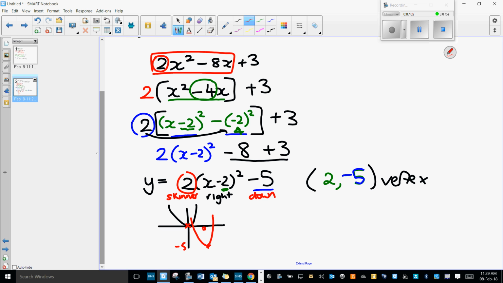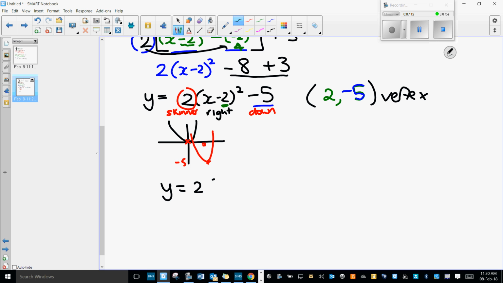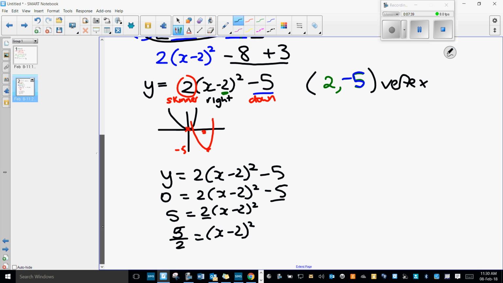The other use of completing the square is to give us another way of solving it. So that's our completed square form. If you're solving 0 equals 2 times x minus 2 all squared minus 5, we could then solve this without expanding our brackets. So we're going to add 5 to both sides. We're then going to divide by 2. We're then going to square root because we need to get rid of this square, so we're going to square root this side.